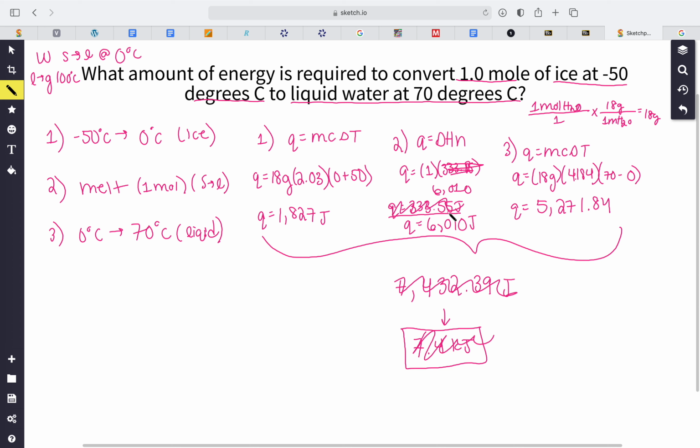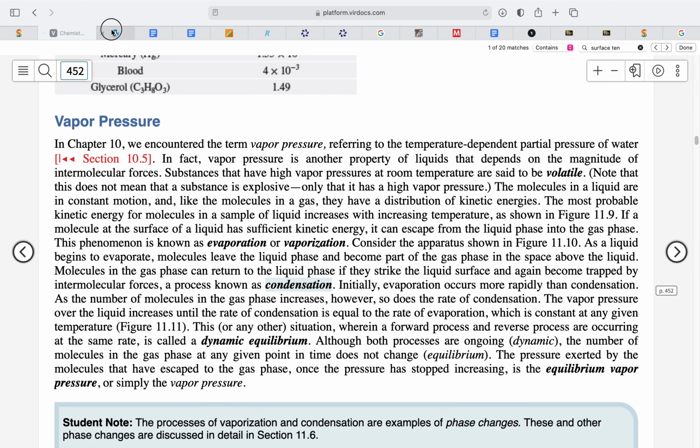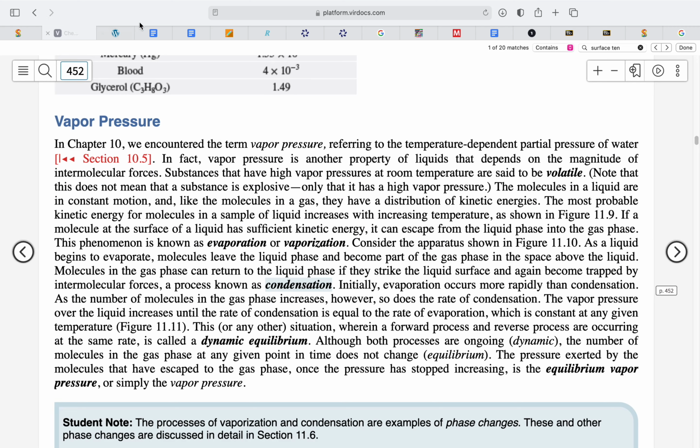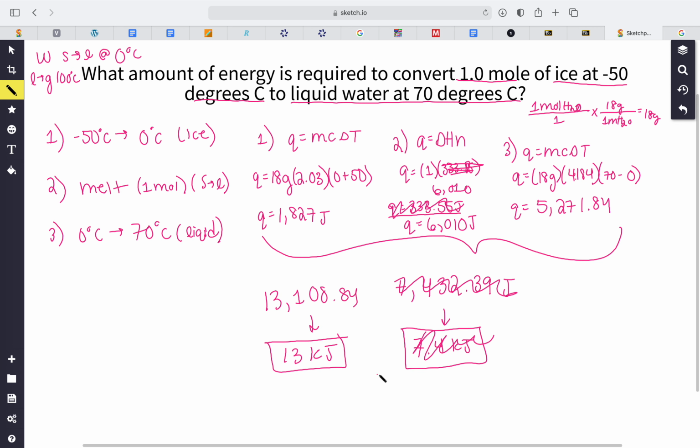Now let's add that to our 5,271.84 plus the 1,827. Much better. All right, there we go. So now we have 13,108.84. Again, sig figs, and we're going to convert it to kilojoules. We'll get 13 kilojoules, which is just about what he got. All right, that ended up being much better now that we fixed that.